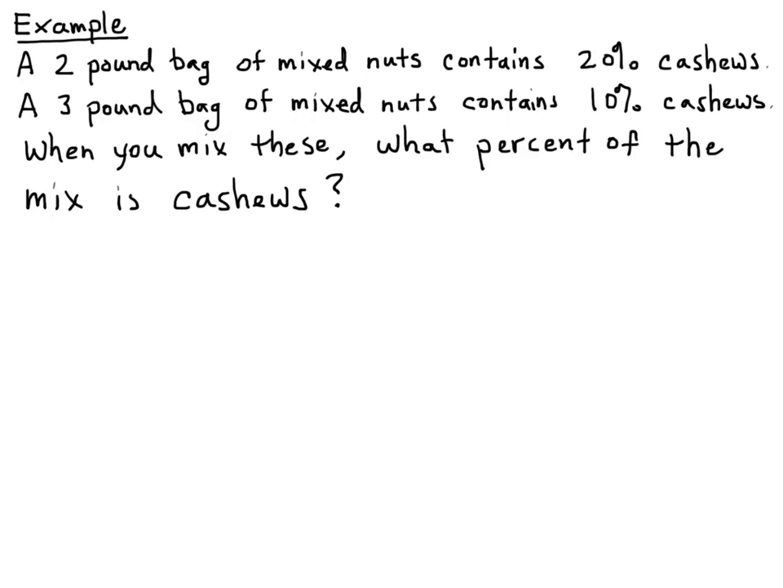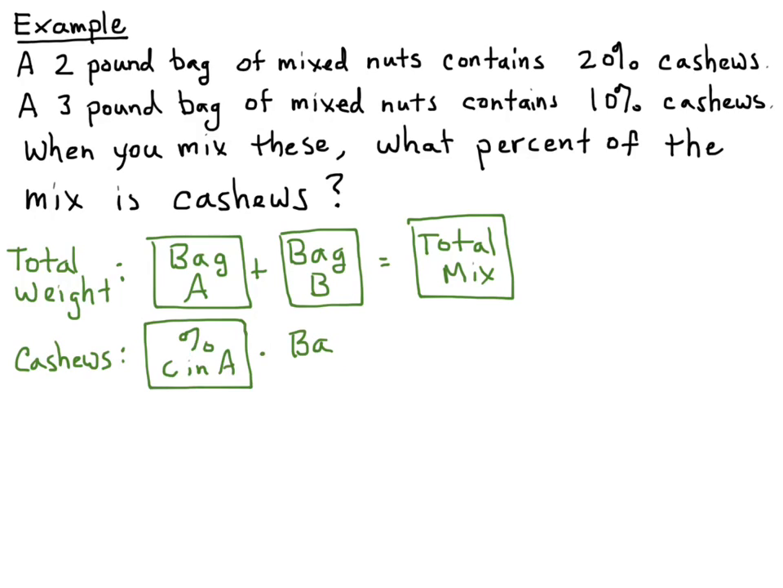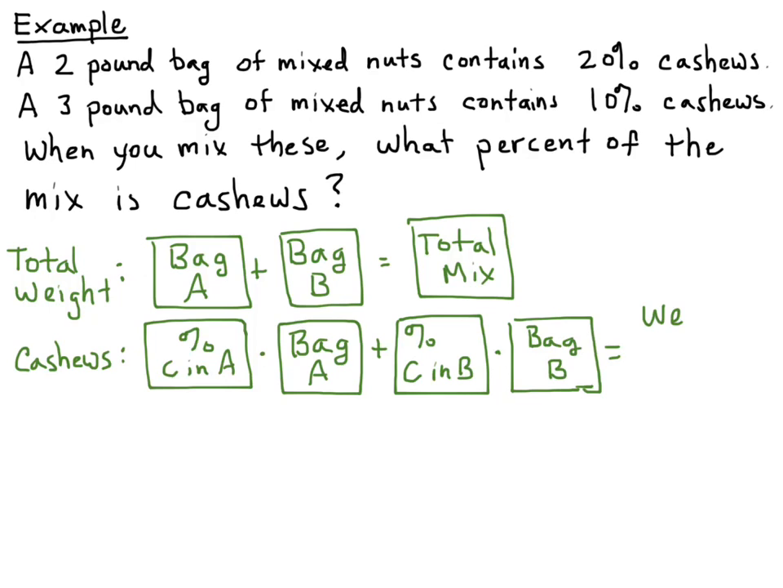Let's go through, use this model. So we know the total weight is going to be the sum of the two bags, and then we have our cashews. We look at just the cashews, so we have a percentage cashews in A times A, percentage cashews in B times B, and that'll give us the weight of cashews in the mix. And if we divide that by the total mix, then we'll get the concentration, okay?